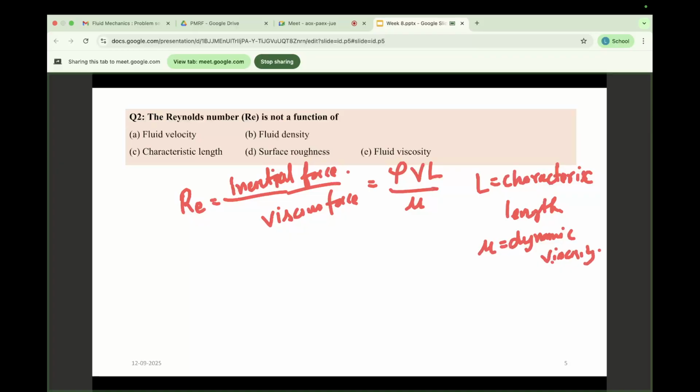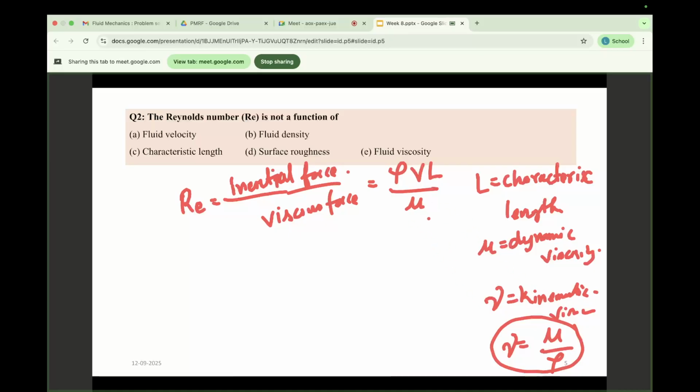Another thing in some formulas is this kinematic viscosity. So what is it exactly? It is basically dynamic viscosity divided by rho. Please remember this. In many cases that is given, so students are not able to answer the question at that moment.